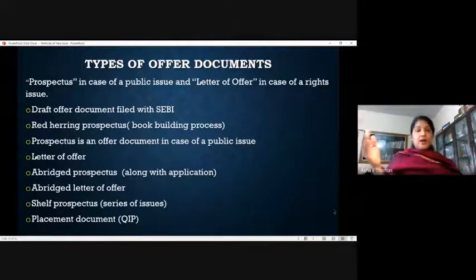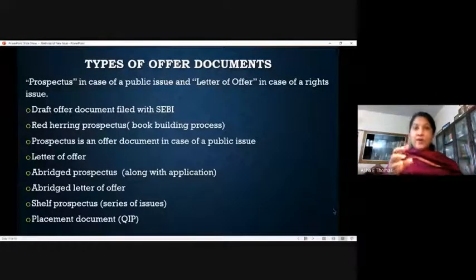Maybe the development process of the company is in the pipeline, and if they want to go with this issue over a period of 1 year as a series, in that case they will be going with a shelf prospectus that will be filed with the SEBI, and it is open to everyone. Anyone who would like to read through it, who would like to have a glimpse of it, can visit the SEBI website and read through it. Right. So when a company is going with a series of issues, the kind of prospectus that will be issued by the company, filed with the SEBI, will be called the shelf prospectus.